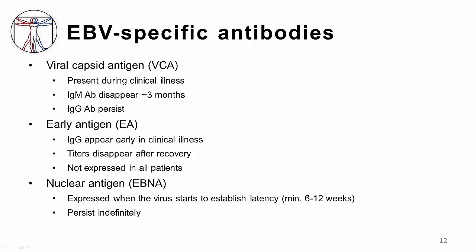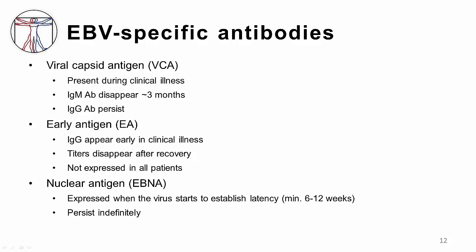The IgM antibodies appear first and tend to disappear after a few months. IgG antibodies tend to appear after about 4 weeks later, but then persist. Although it may not be detectable in all patients, IgG against the early antigen, another lytic gene product, appears early in clinical illness and disappears after symptom recovery. It may then also be produced in the setting of reactivation. The presence of antibody to the early antigen indicates that EBV is actively replicating.